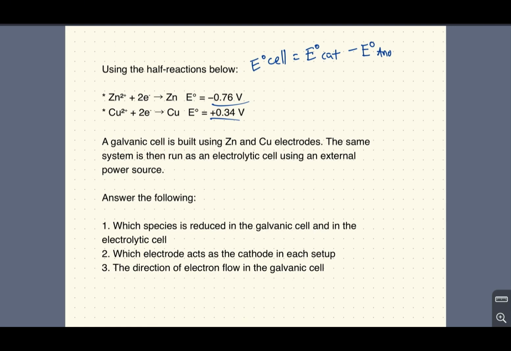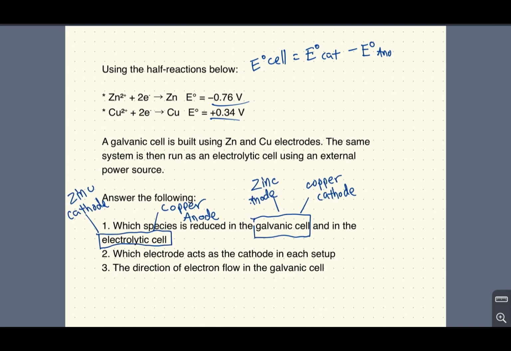As we talked about, the positive cell potential will be the galvanic cell, while the negative cell potential will be the electrolytic cell. Using this information, you can find out which half reaction corresponds to the cathode and the anode in the galvanic cell versus the electrolytic cell, and by association, which species gets reduced and which one gets oxidized. So, in a galvanic cell, the copper gets reduced since it is the cathode, and in the electrolytic cell, the zinc is the cathode, so it gets reduced.